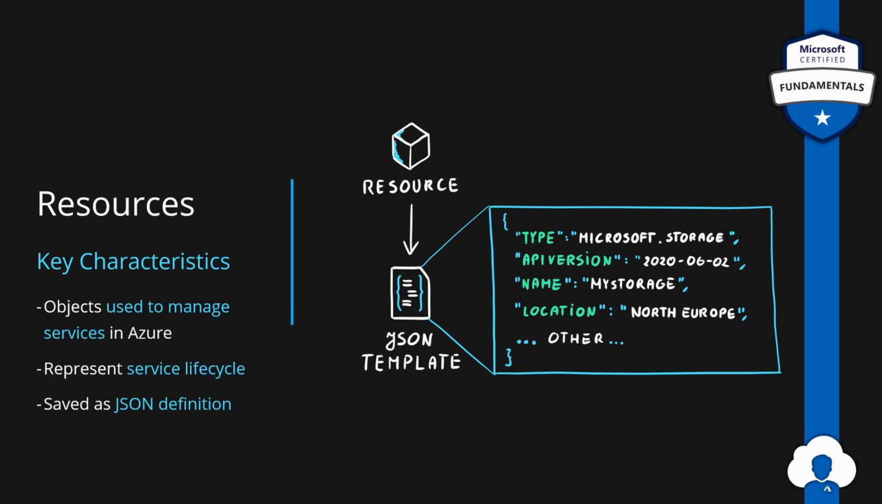Today we don't need to deep dive into specifics of this JSON format, but you should at least know that there are 4 common properties across all resources, like type, API version, name, and location, and some other non-common properties that are different and used to describe different resources, different services within Azure.